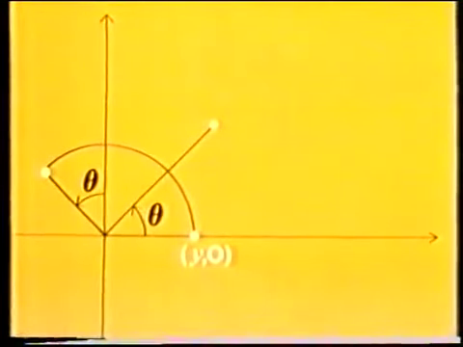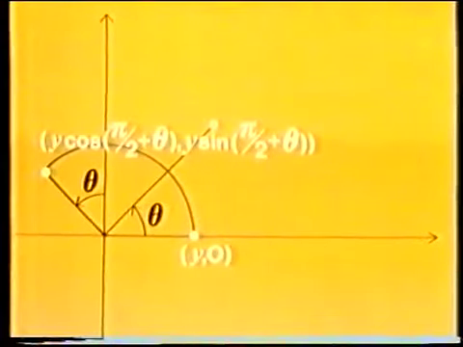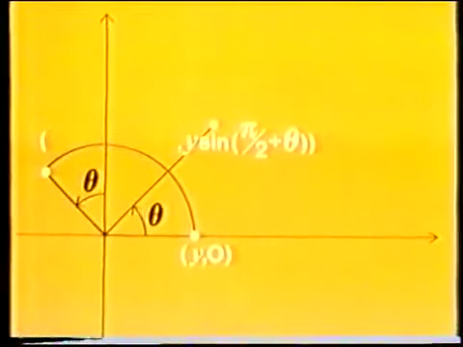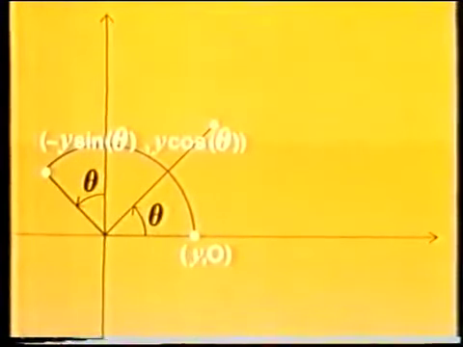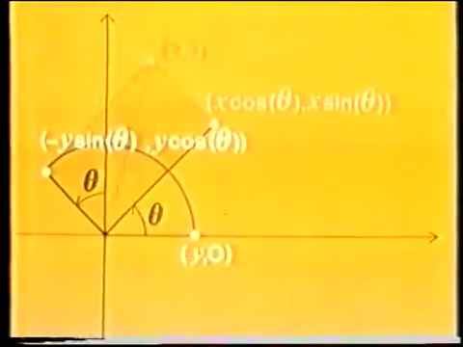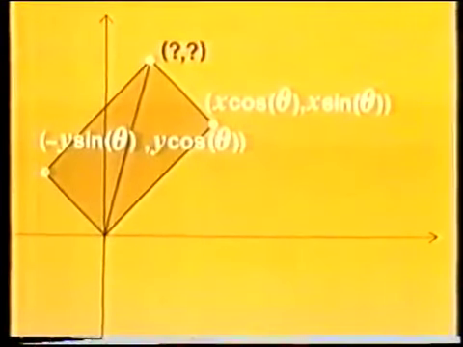This is similar to what we've just done for x0. So the coordinates at this point are y times cos of the angle we rotated through, that's pi over 2 plus theta, and y times the sine of pi over 2 plus theta. Now we know cos of pi over 2 plus theta equals minus sine theta, and sine of pi over 2 plus theta equals the cosine of theta. Now from these 2 points, we'll find the coordinates of the point we want.